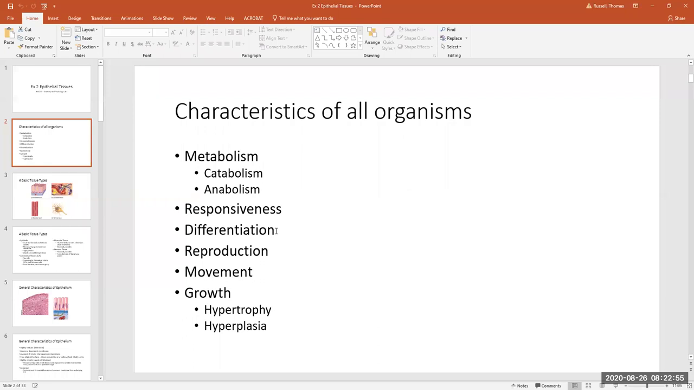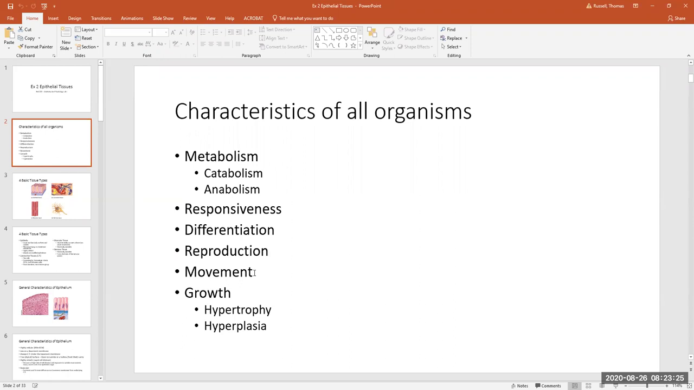So that one cell called the zygote is very generic, but as it divides and divides and divides, it's changing. It's turning genes on and it's turning genes off, and the cells are becoming specialized. So that's called differentiation. Obviously, reproduction is important because without reproduction, a species would just die off. So we have to reproduce to produce more individuals of the same species.